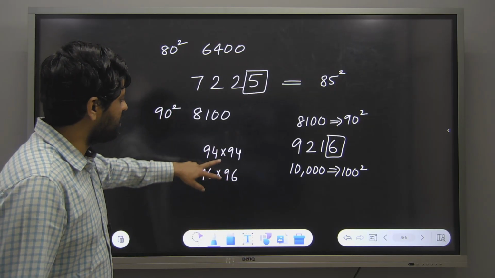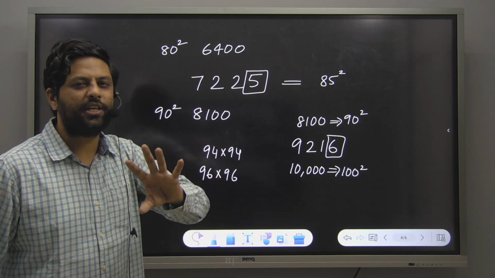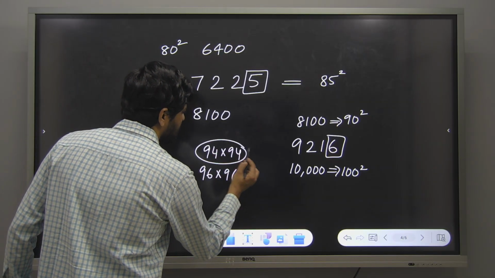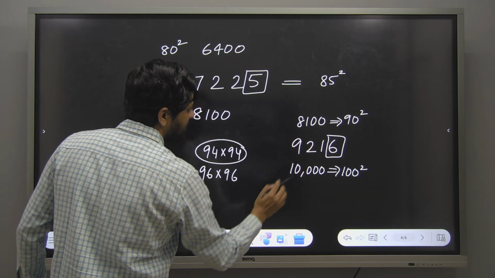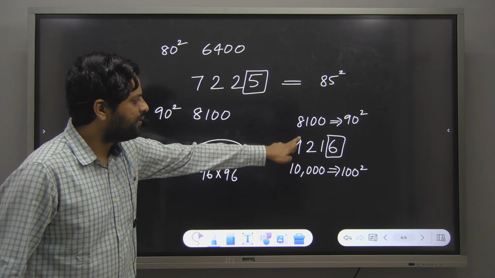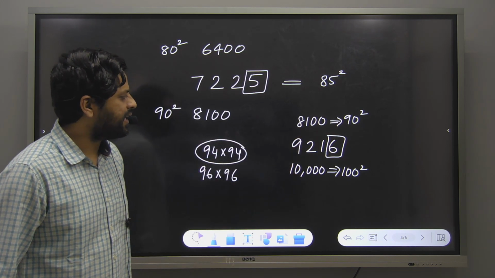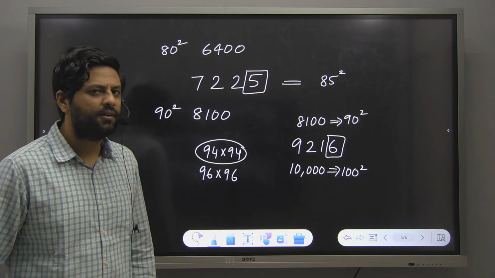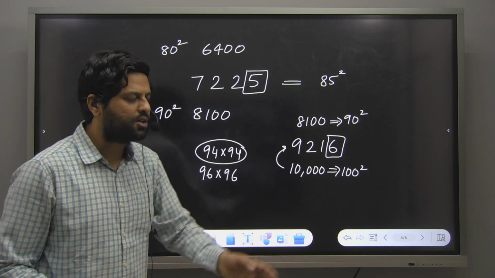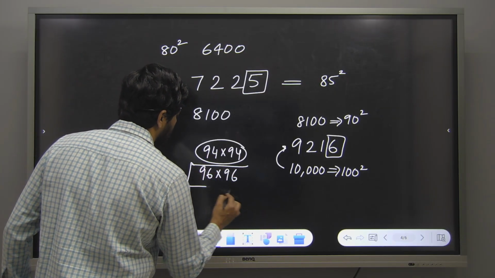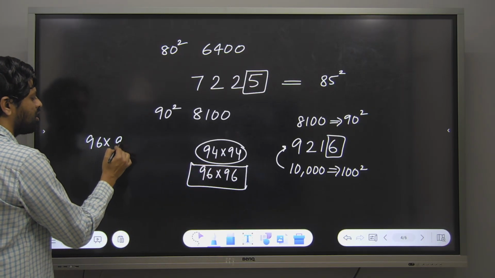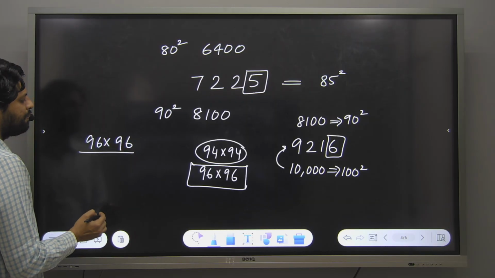Now, to be frank, whenever you are with 4 and 6, the numbers are near to each other. You can't directly conclude. It's better to check because it's kind of difficult. Is 9200 midway between these two? 9200 is between 8100 and 10,000, and it is closer to 10,000. So check the answer for 96 into 96. Whenever it comes with 6 and 4, it's better to cross check.